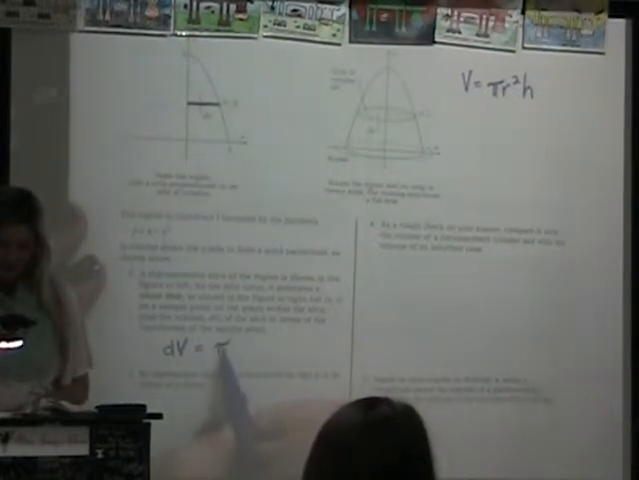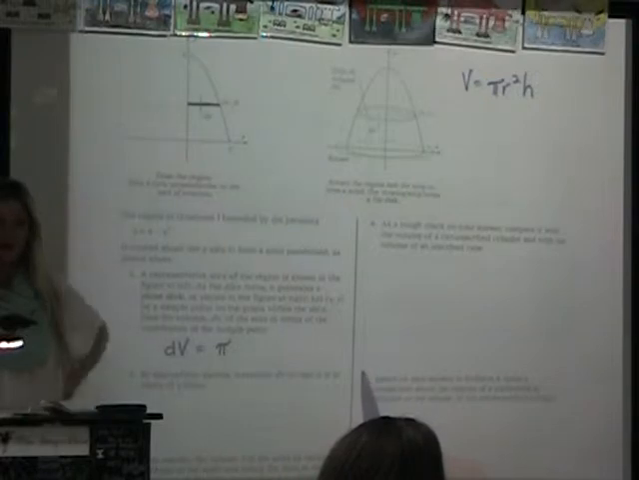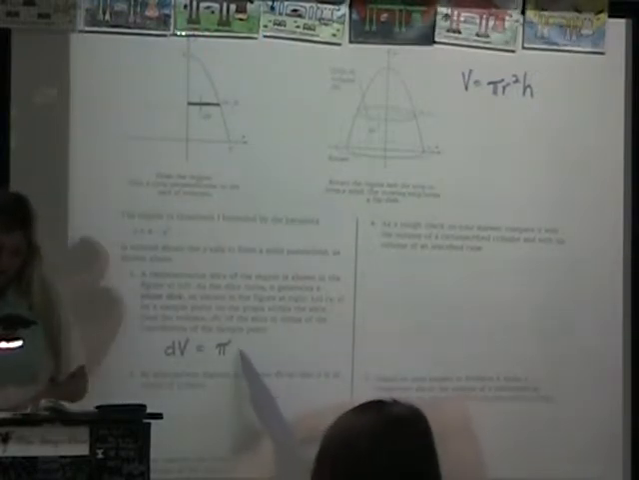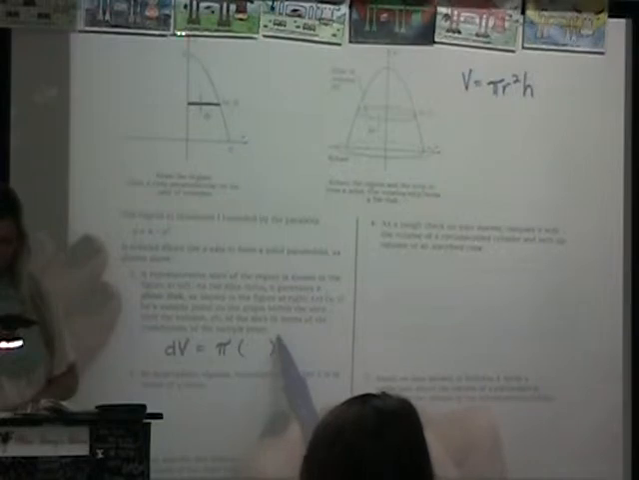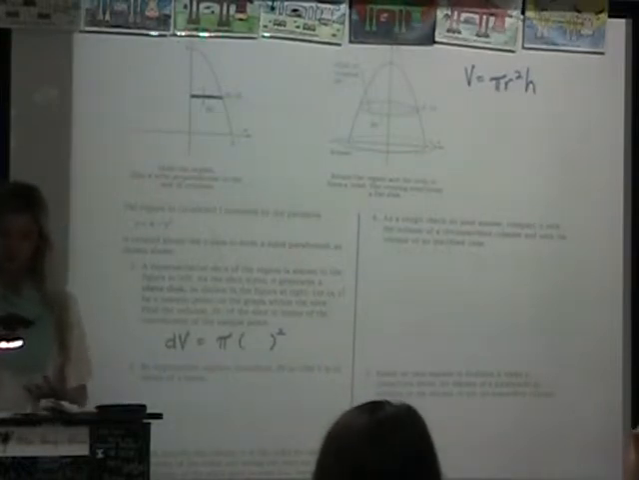Pi is just a number. Now, for r, I want you to leave r for a minute. So pi r squared, and I want you to leave h for a minute. Leave it blank, because I want to talk about what they are for this specific problem.